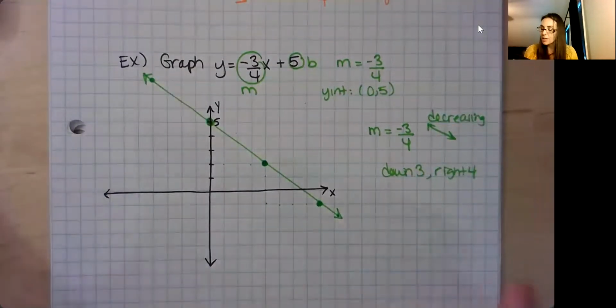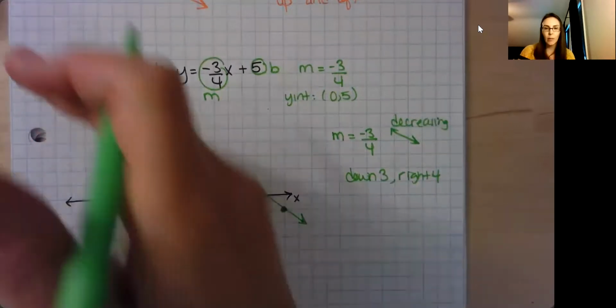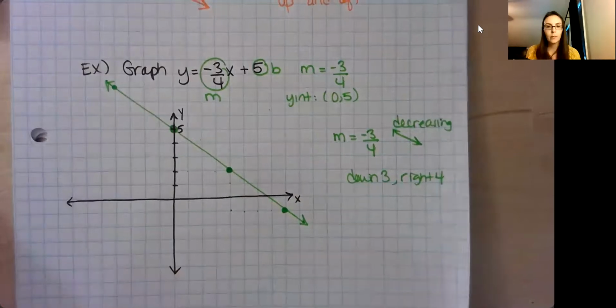Okay. Again, just double check the overall direction. My slope was negative, so I should have a decreasing line. So it looks like I went in the right direction here. So I feel pretty good about this one. Okay, let's do one more together.